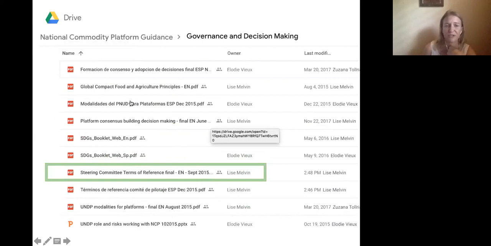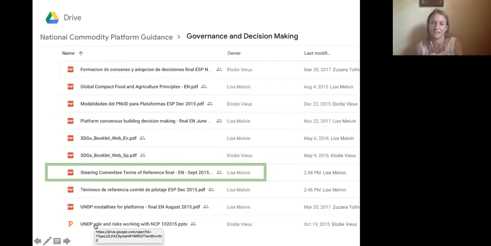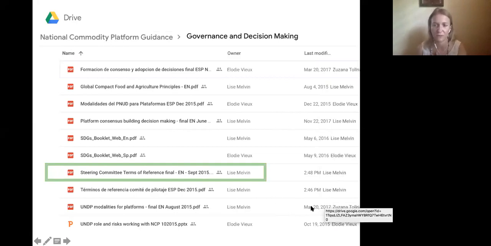Also we've put in here things like the Sustainable Development Goals and the Global Compact Food and Agricultural Principles, just in terms of what UNDP needs to safeguard, right? We can't have a platform that produces a national action plan that says, yes, let's chop down more forest, right? It has to take into account the SDGs and the principles and global standards that the UN upholds in the world or supports.